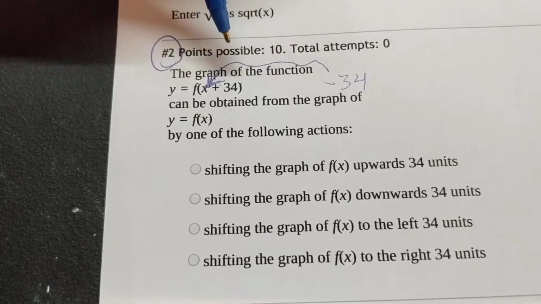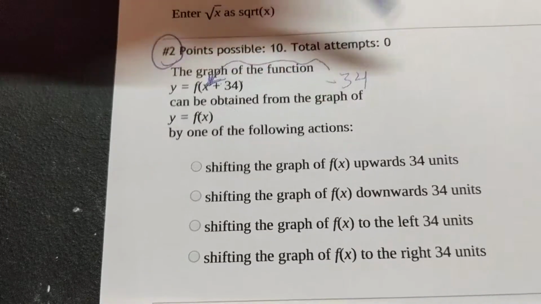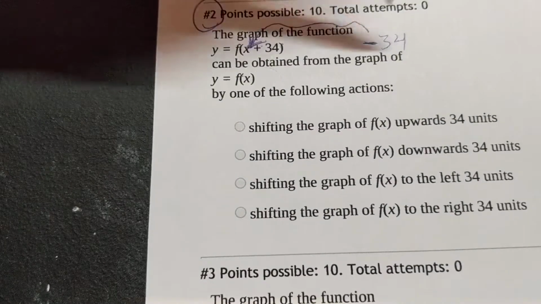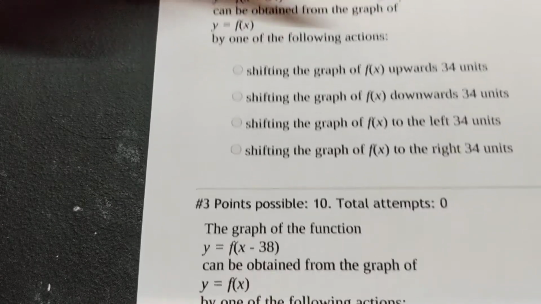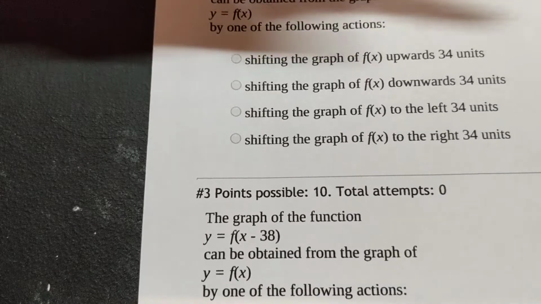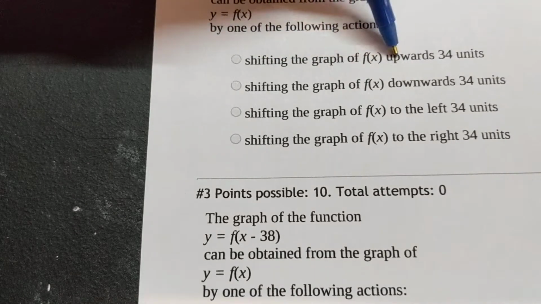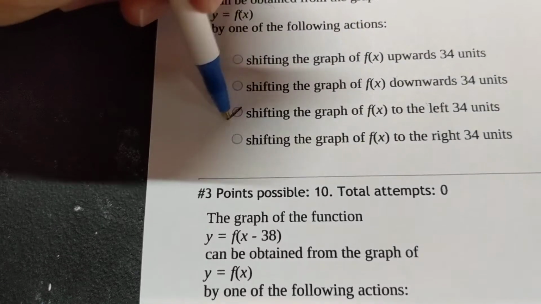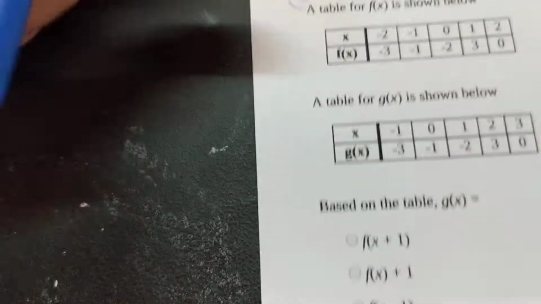So that means negative 34 is our left and right start point, so we must be moving to the left. Let's see if something describes that. Let's see here, 34, upward, downward, to the left. There it is. Left 34 units. What else? Oh, this is interesting.